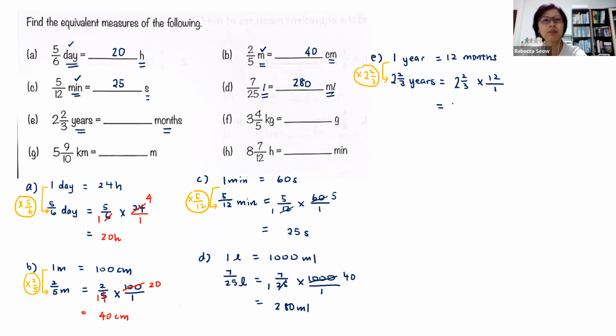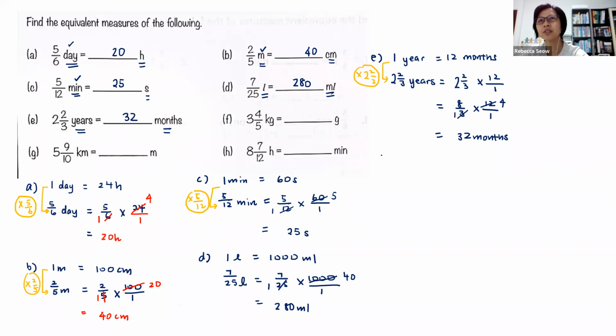Let's recall how to multiply fractions. 2 and 2/3 is a mixed number, so we change it to an improper fraction. And from here, we are able to do a multiplication. So we end up with 32 months.